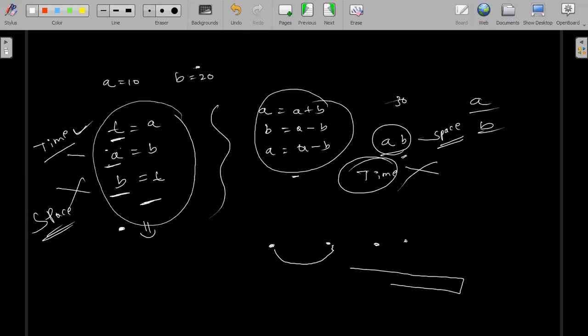The reason is that there is a problem here. Consider the elements like this, something like 50, 60, 70, 80, and here 10, 20, 30, 40.